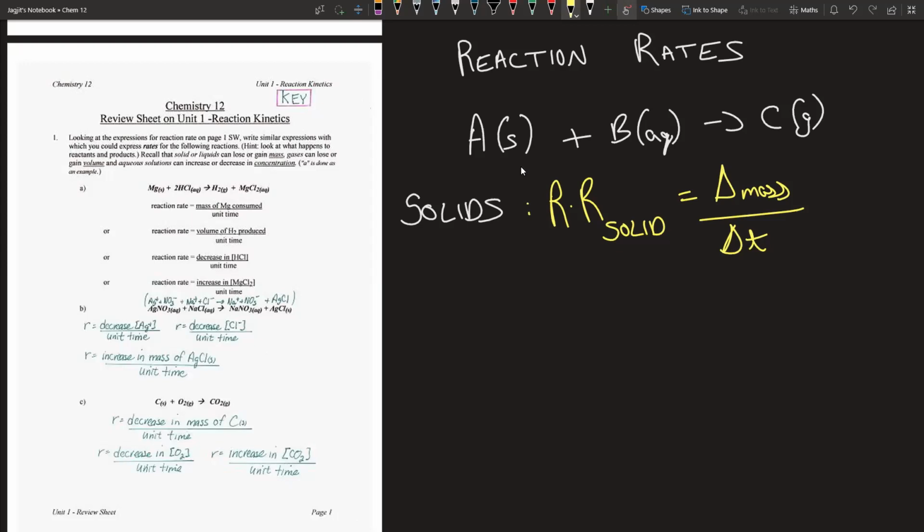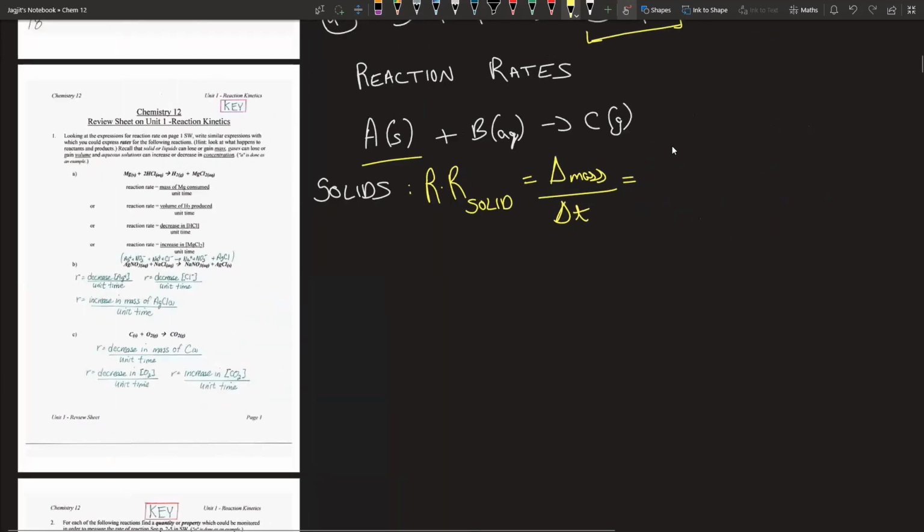So as time goes on, let's talk about this A. This is a solid right here. As time goes on, what's going to happen to the mass of A? Because it gets used up, it's going to decrease. Exactly. So to be more specific, if your reactant is a solid, then instead of change in mass, it will be decrease in mass of your A, which is a solid, over change in time. Because you know it's a reactant, so it will decrease in mass.